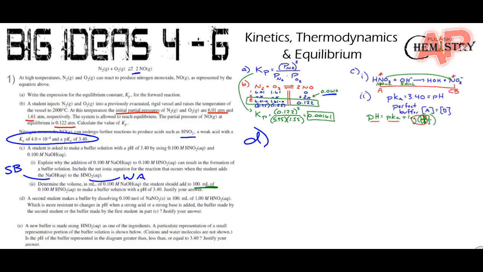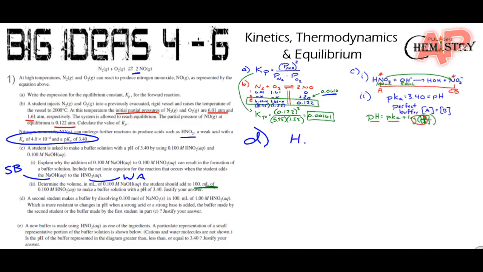All right, we'll shrink that up, and let's look at question letter D. I believe that this one also requires an equation, although you could do this without one. It says a second student makes a buffer by dissolving 0.1 mole of NaNO2, a salt, in 100 mils of the 1 molar nitrous acid. Which is more resistant to changes in pH when a strong acid or strong base is added: the buffer made by the second student or the buffer made by the first student in part C? Justify your answer. Okay, so let's take a look at what happened.